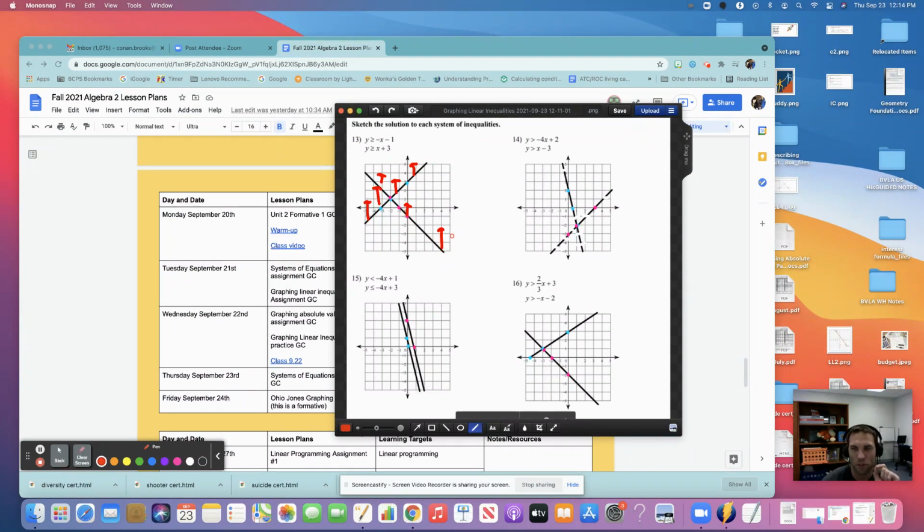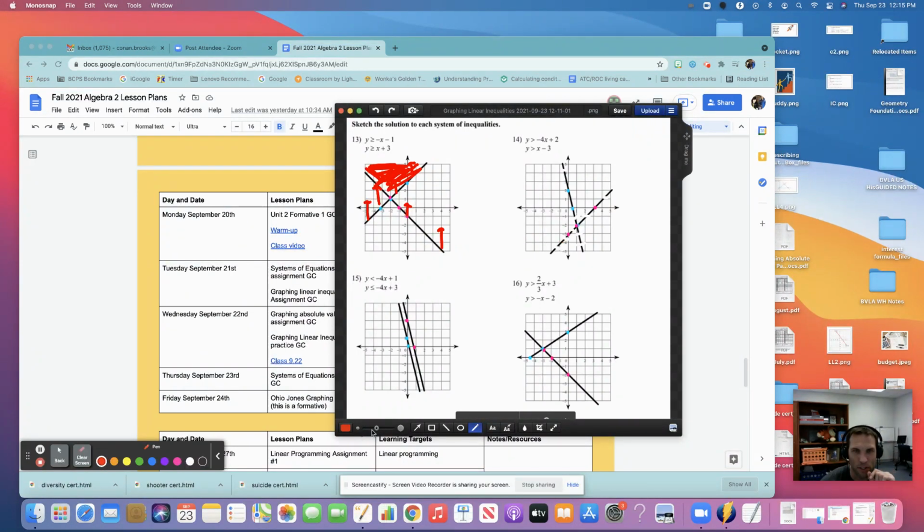Now, the solution set is everywhere that's true for both inequalities. Basically, where is it on the graph that it's shaded twice? Both are shaded in the same area. Since they're both above, that means it's going to be shaded right here. So this is the solution set. You need to show dashed or solid, and then where it's shaded.